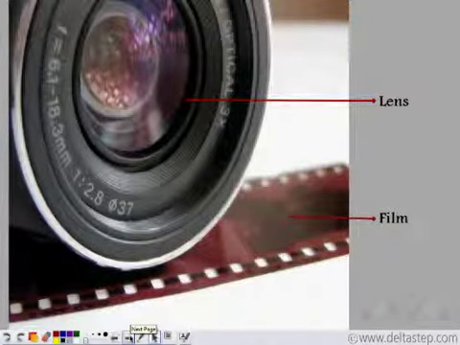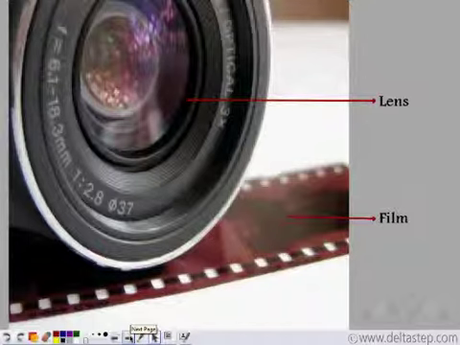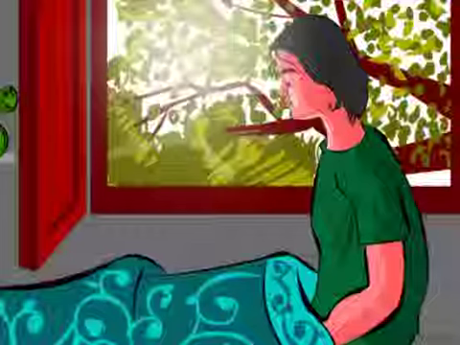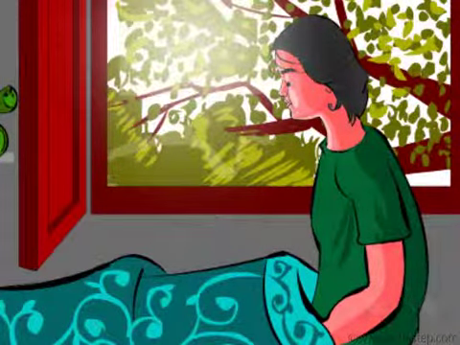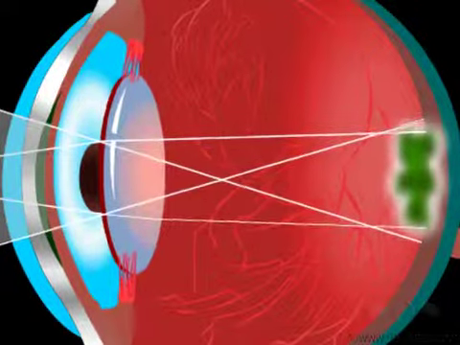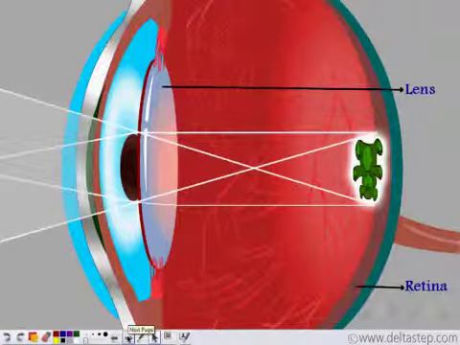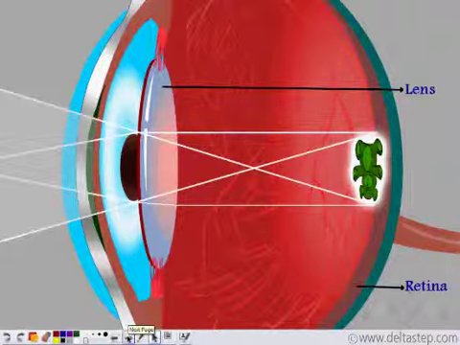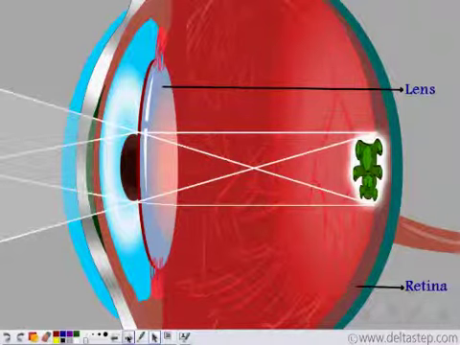Now, just like a camera has a lens which focuses the image on a photographic film, similarly, our eyes also have a lens which forms an inverted image on the photographic film known as the retina. So, this is the lens which focuses the image on the photographic film of the eye, which is known as the retina.